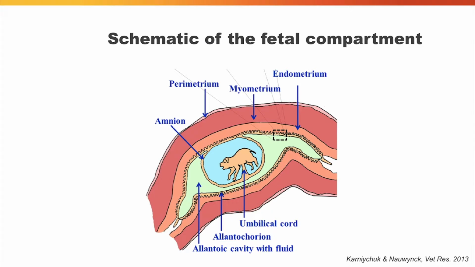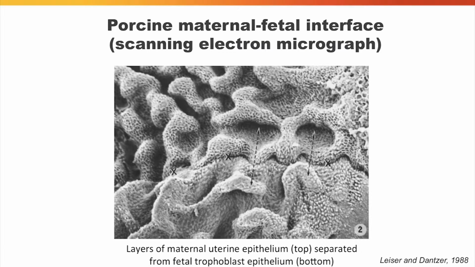So just as a reminder, each fetus has its own placental unit, and the placenta has 3 different layers. The innermost layer is the amnion, and the 2 outer layers are the chorion and the allantois, and in the pig, those 2 layers are fused together to form the atlantochorion. And it's the atlantochorion which then is in apposition to the endometrium, and it connects through a number of interdigitating folds, which are seen here in this electron micrograph.